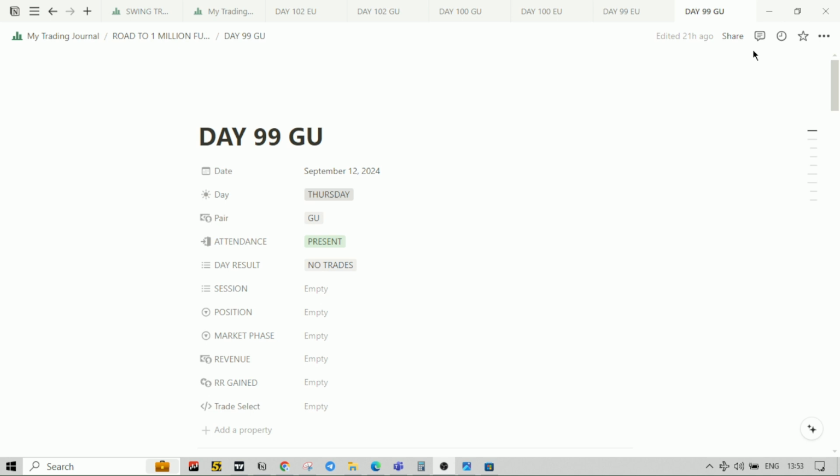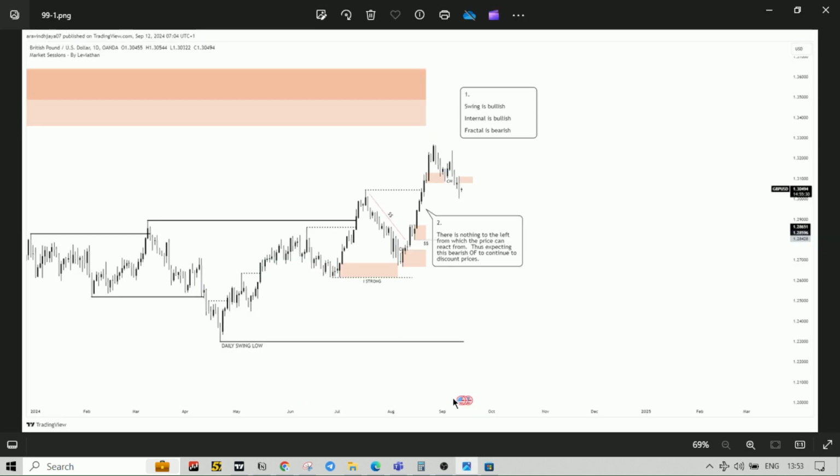So let's start the analysis of GU. As I already mentioned, today in GU I didn't get any trades. So let's jump into the charts directly. This is a daily chart of GU.